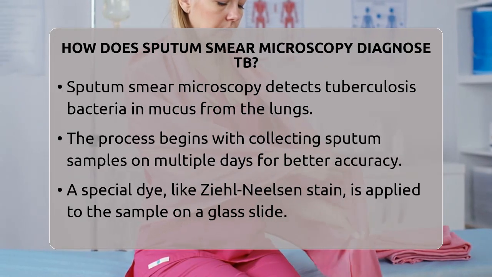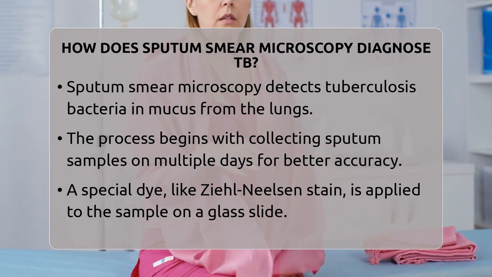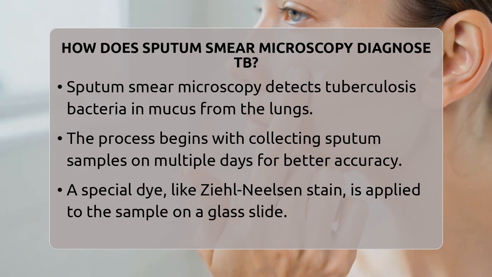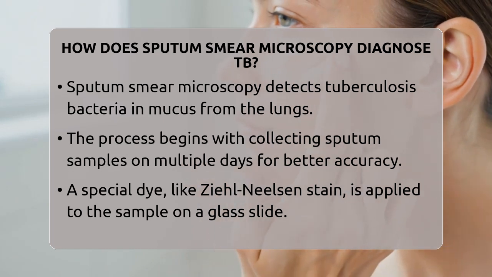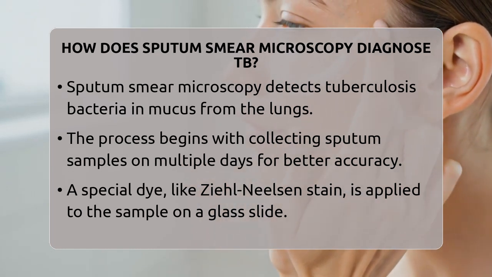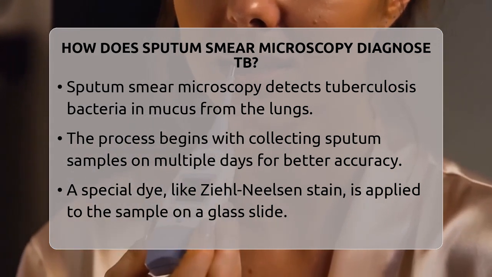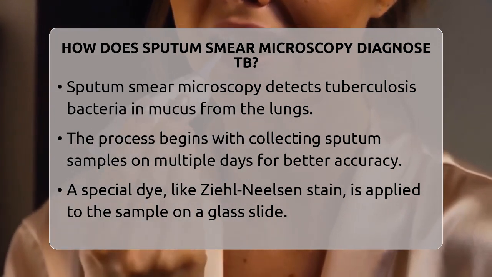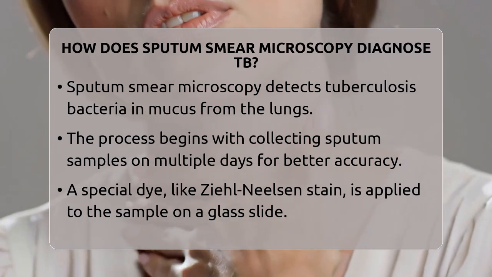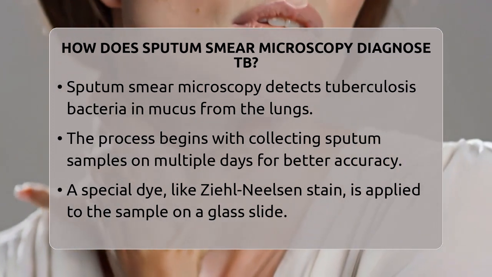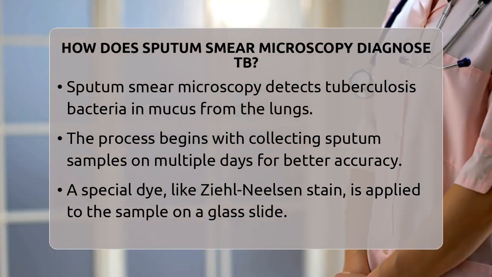How does sputum smear microscopy diagnose TB? Imagine catching a tiny sign of tuberculosis right from your lungs. That's what sputum smear microscopy does. It looks for special bacteria called acid-fast bacilli in the mucus you cough up. When someone has active tuberculosis in their lungs, these bacteria are present in the sputum.